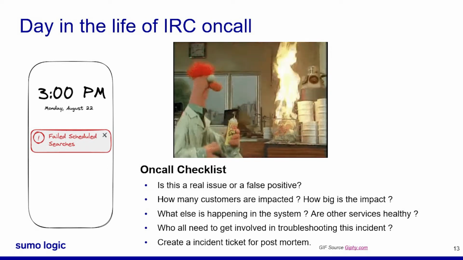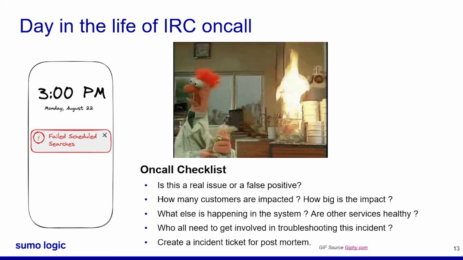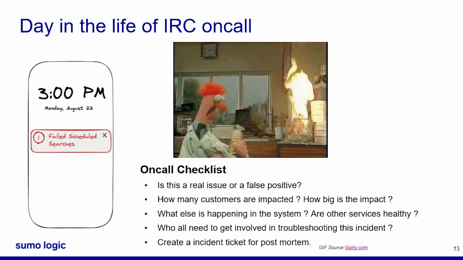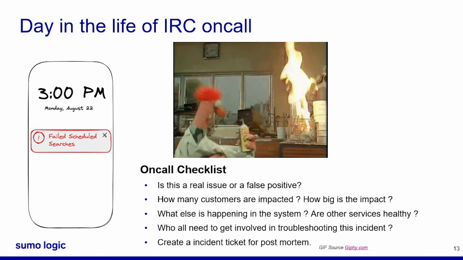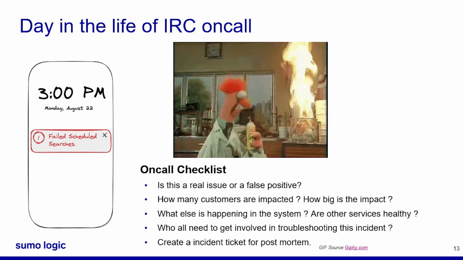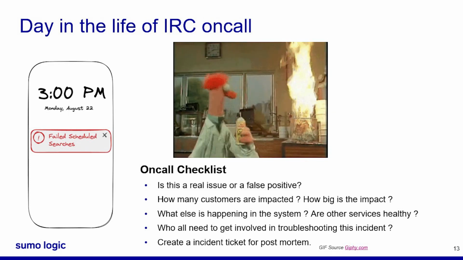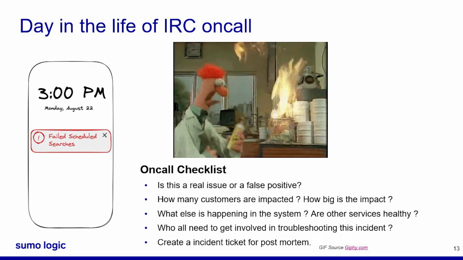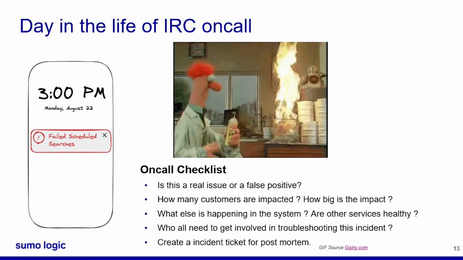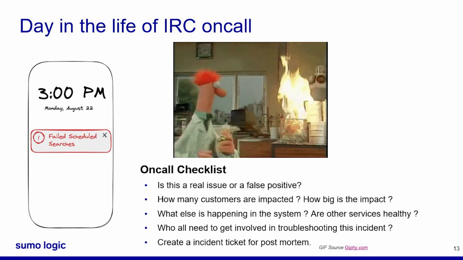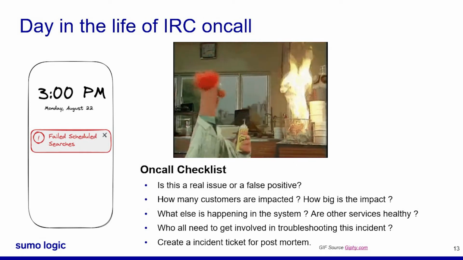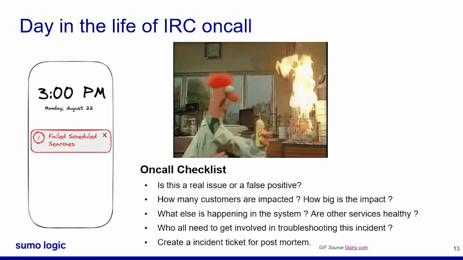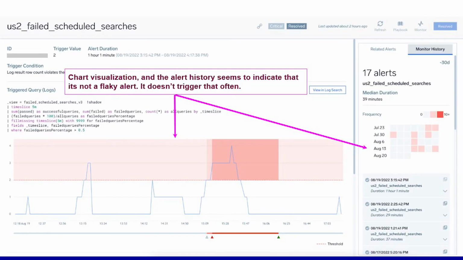He will get a page about an issue, and in this case, this is a scheduled search failure issue. And he'll typically follow a checklist. In this case, he will try and see whether this issue is real or a false positive, how many customers are impacted by it, how big the impact is, what else is happening in the system, and whether the other services are healthy. And finally, he would want to know who all need to be involved in troubleshooting this incident, and he is responsible for creating an incident ticket for the postmortem later. So let's see how he does that.